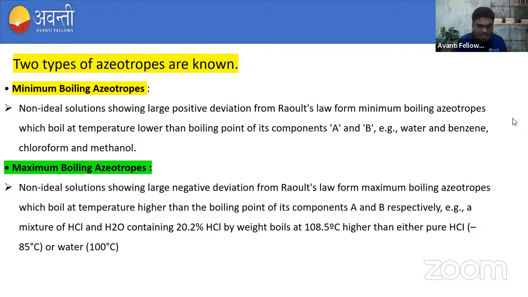Similarly, maximum boiling azeotropes are basically the non-ideal solutions which show large negative deviation from Raoult's law, right? They form maximum boiling azeotropes which boil at a temperature higher than their components, because in this the force of attraction is more. They show negative deviation, so more force of attraction is there. So obviously they show a higher boiling point than their components A and B respectively. For example, HCl and H2O, and HNO3 and water. So they all show the higher boiling point and form maximum boiling azeotropes. So two types of azeotropes we have, minimum boiling azeotropes and maximum boiling azeotropes. I hope this is clear to all of you.